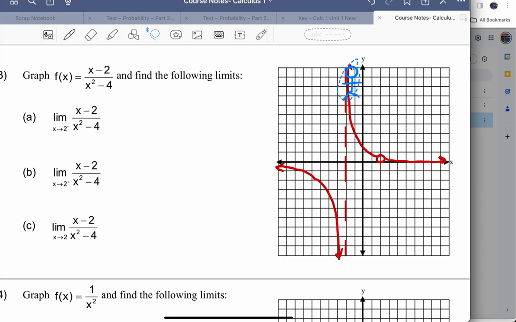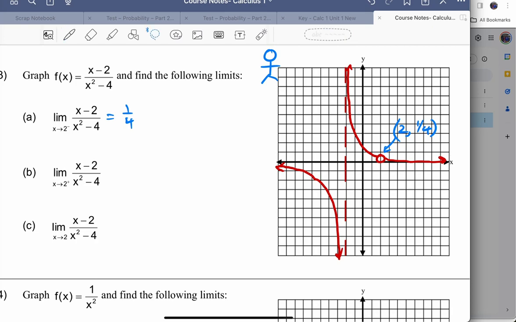Or I could just say, well, I'm starting here. This is the relevant part of the curve, so let me just start here. As I get closer and closer to the x value of 2, the y value I'm getting closer and closer to is the y value of this hole. The coordinates of this hole are 2 comma 1/4, or 0.25. So as I move in from the left towards the x value of 2, the y value I'm getting closer and closer to is 1/4.